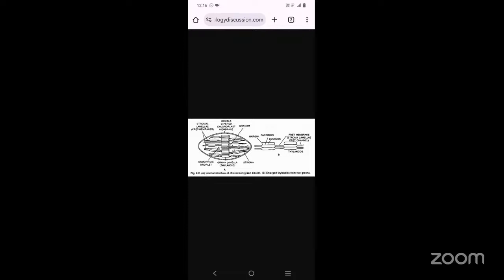So here two phases are there. That is the dark phase and light phase according to Blackman. During the light reaction, oxygen is evolved and assimilatory power is formed, meaning ATP and NADPH. During the dark reaction, this assimilatory power is utilized to synthesize glucose.